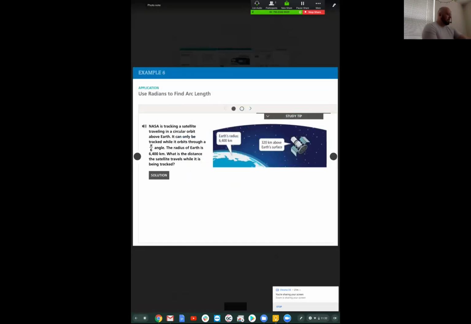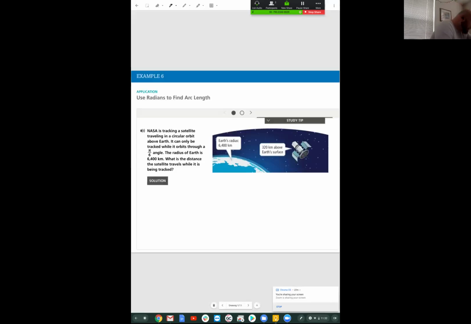All right, last example, example 6. We have an application. It says that NASA is tracking a satellite traveling in a circular orbit above Earth. It can only be tracked while it orbits through a pi over 6 angle. Let's try to draw a pi over 6 angle.